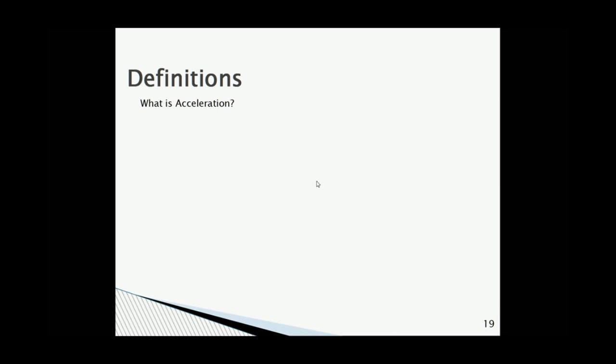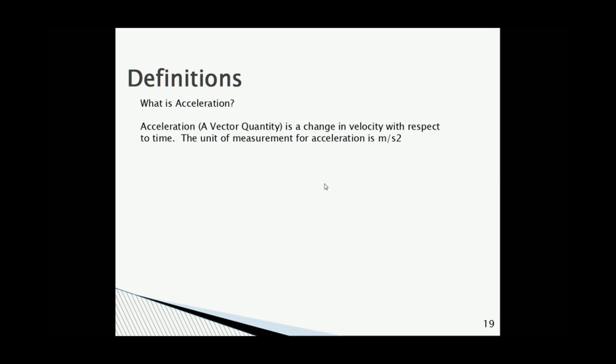What is acceleration? Acceleration is a vector quantity. Now don't get acceleration confused with gravitational acceleration. Gravitational acceleration is a scalar quantity, while acceleration is a vector quantity, which is expressed both in magnitude and direction. Okay, so acceleration, a vector quantity, is a change in velocity with respect to time. The unit of measurement for acceleration is meters per second squared.